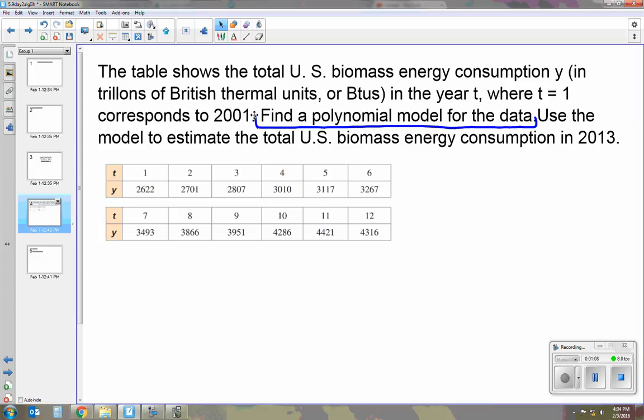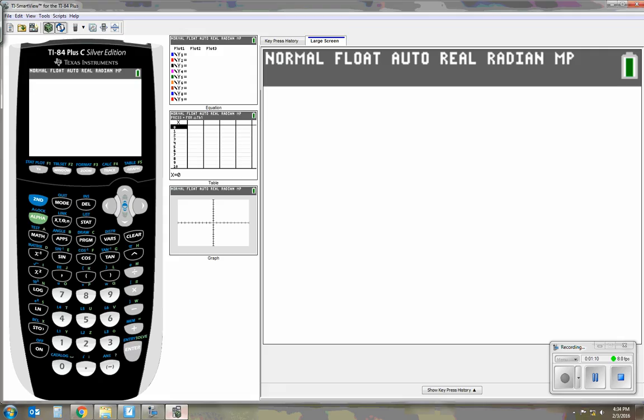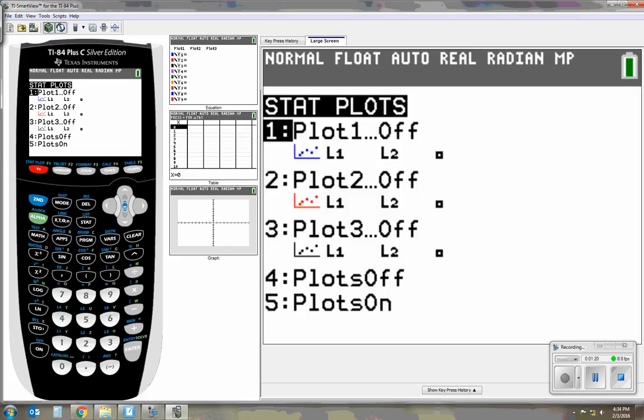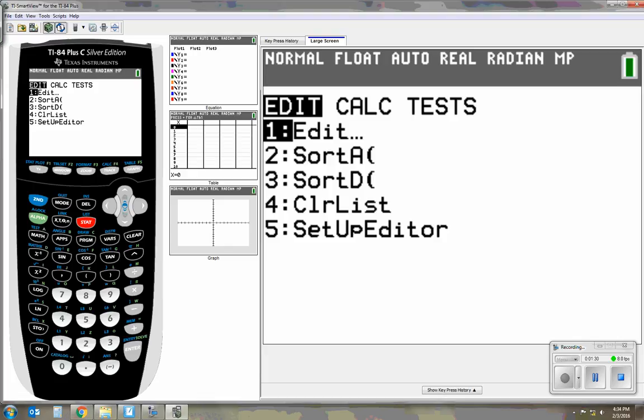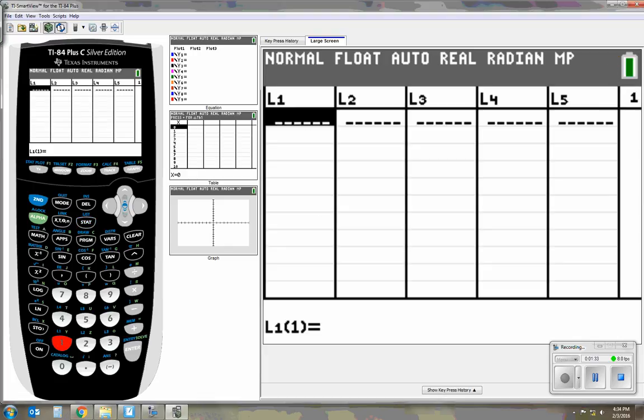So we're going to go to our graphing calculator, okay, and make a scatter plot. Now when we make a scatter plot, we have to make sure, second y equals, that our plot is on. So we're going to go to 1 and push enter to on. So our scatter plot is going to graph correctly. Now we're going to put our information in. So we're going to go to stat 1, edit, and put in our information.